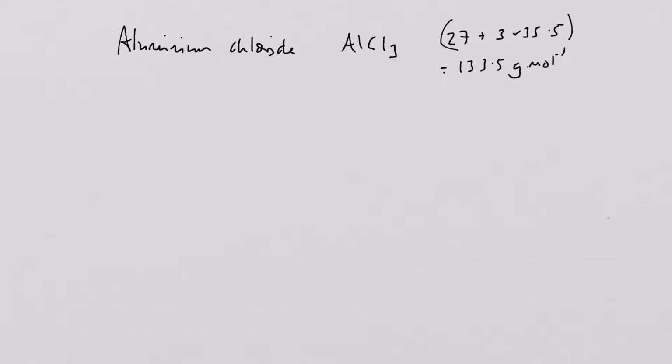But oddly, when we do some analysis on aluminium chloride, we find the relative molecular mass of aluminium chloride is precisely 267 grams per mole. So this one here is actually wrong. You'll notice that's double that, and therefore we garner that aluminium chloride is actually Al2Cl6, and we need to work out why that's the case.